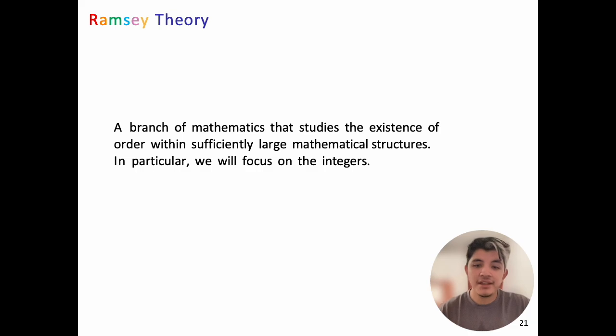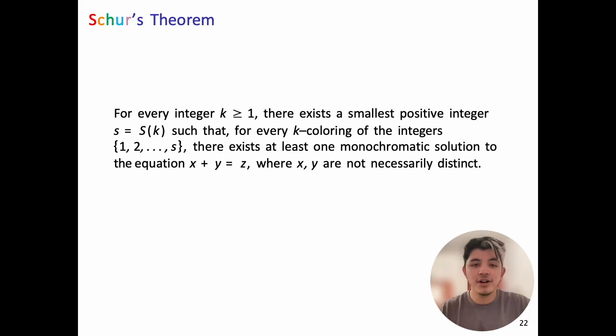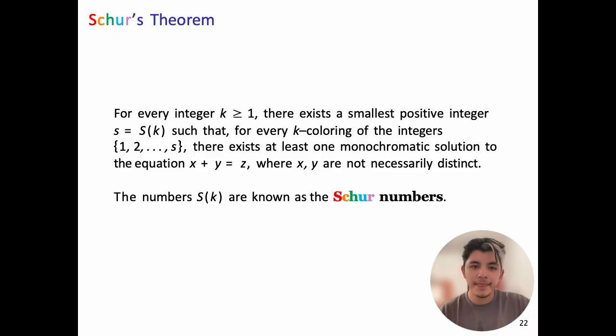More precisely, the theorem states that for every integer k greater than or equal to 1, there exists a smallest positive integer S(k), such that for every k-coloring of the integers 1, 2, and all the way up to this number S(k), there exists at least one monochromatic solution to the equation x plus y equals z, where x and y are not necessarily distinct. Okay? These numbers S(k) are known as the Schur numbers.